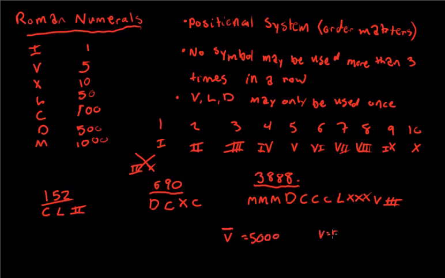V equals 5. So let's say they want to use something where they need the line and they need regular numerals. Let's say they want to represent 5,002. Well, the way they would do that is they would write 5,000, and then they would just write the II separately, and that II wouldn't have a line over it. So this number right here would be 5,002.